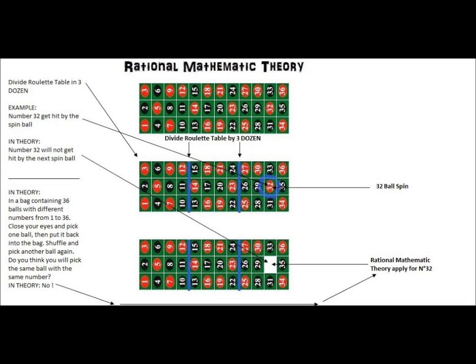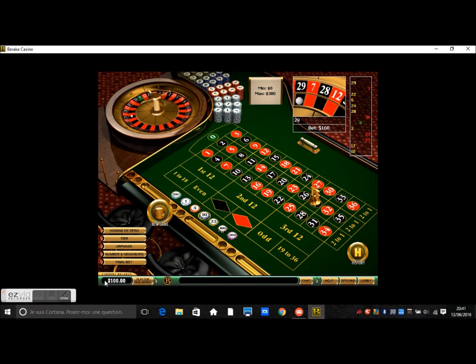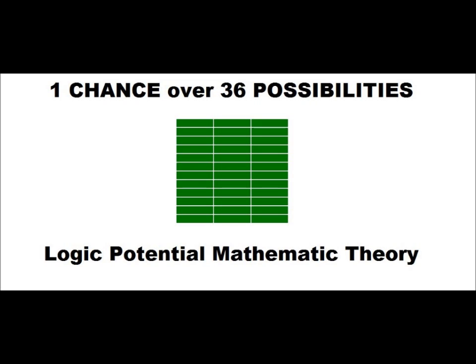Just think logically. In a bag containing 36 different numbers from 1 to 36, close your eyes and pick a ball, then put it back in the bag. Shuffle and pick another ball again. Do you think you will pick the same ball with the same number? Probably not, and it is mathematical. You will have one chance in 36 to pick the same ball. So this rule can apply for the roulette game.